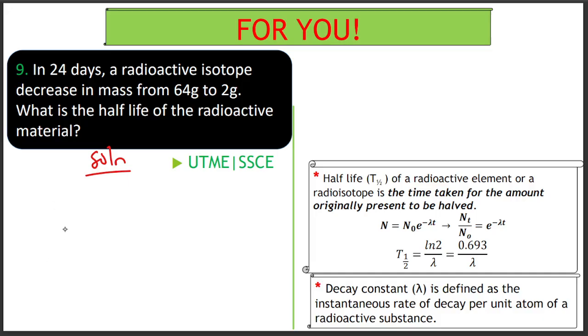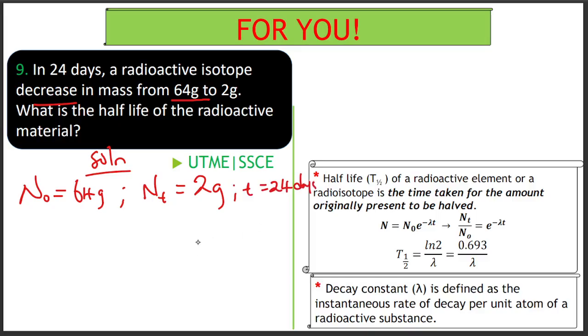All right, so before we use the first method, let's list out the parameters we have. N naught, the original amount, is 60 grams. So it decreased from 60 grams to 2 grams. So the original amount is 64. NT is 2 grams. And then small t is 24 days. Is that okay? Do we know the half-life? That's what we are asked to find. What is the half-life?